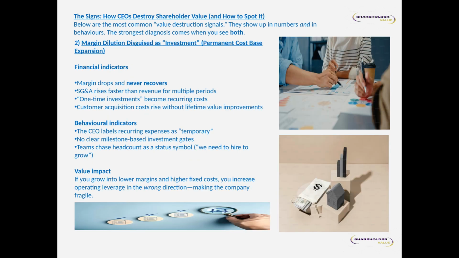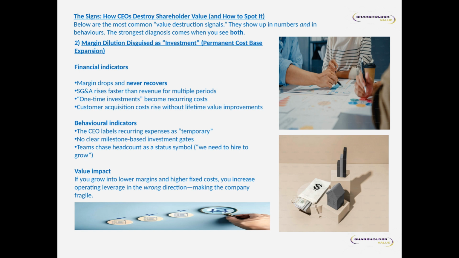When companies' margins drop and don't recover, it often signals a permanent increase in costs rather than a temporary investment. You'll see SG&A expenses growing faster than revenue over multiple periods, and costs initially described as one-time investments becoming ongoing. Customer acquisition costs also rise without any improvement in customer lifetime value, showing that spending isn't creating sustainable returns.